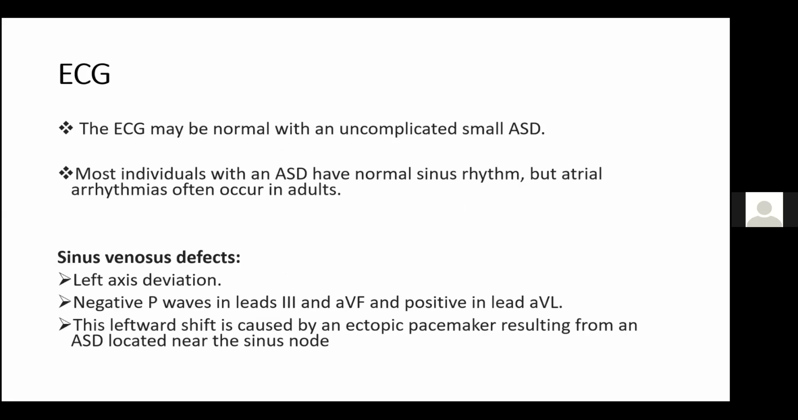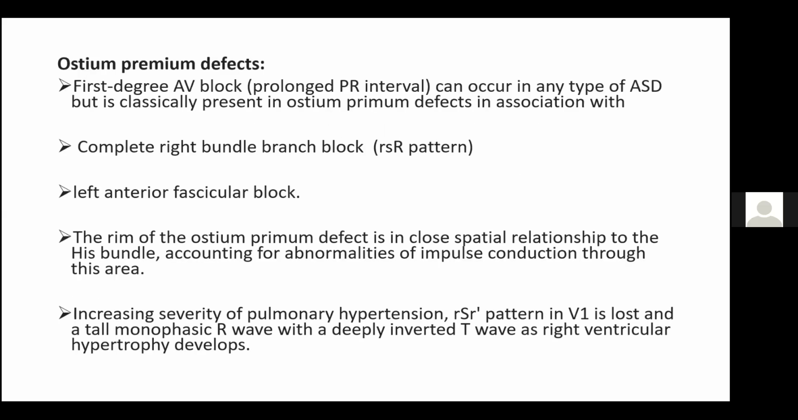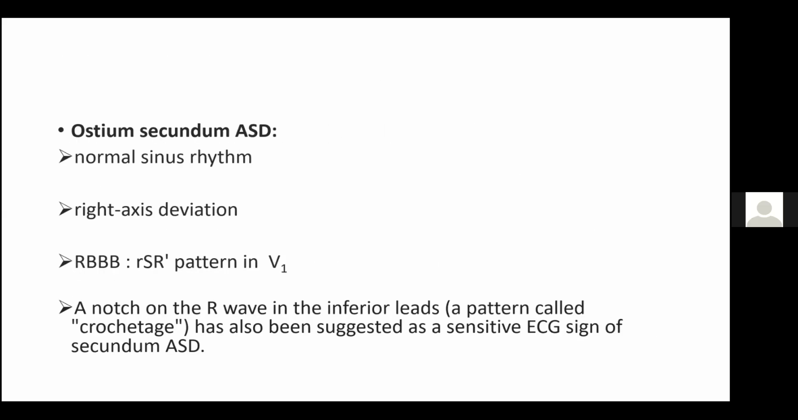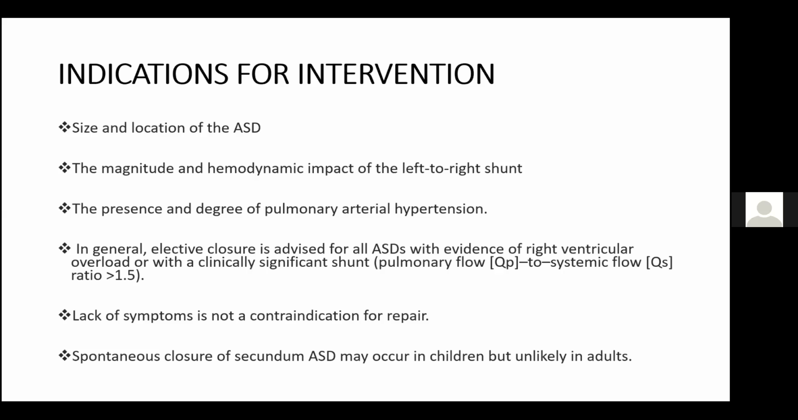Talking about investigations, ECG, depending on what we are dealing with, either primum ASD or secundum ASD, shows left axis deviation in primum and RBBB in the secundum type.